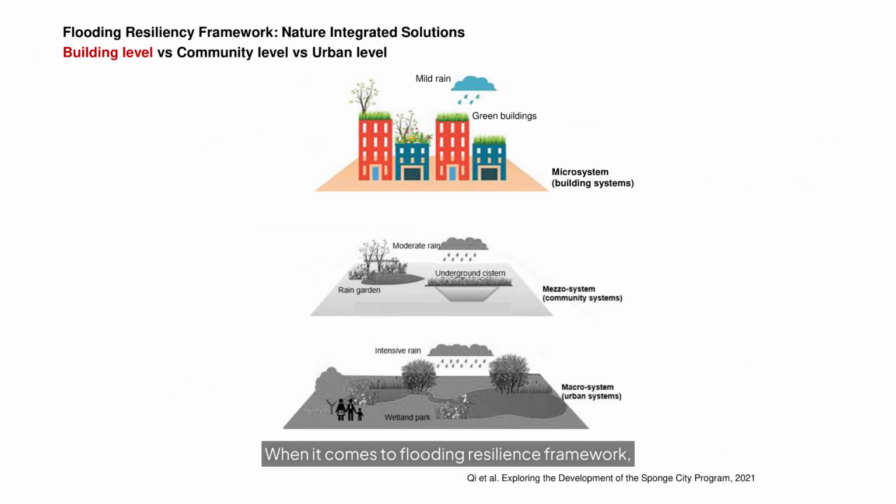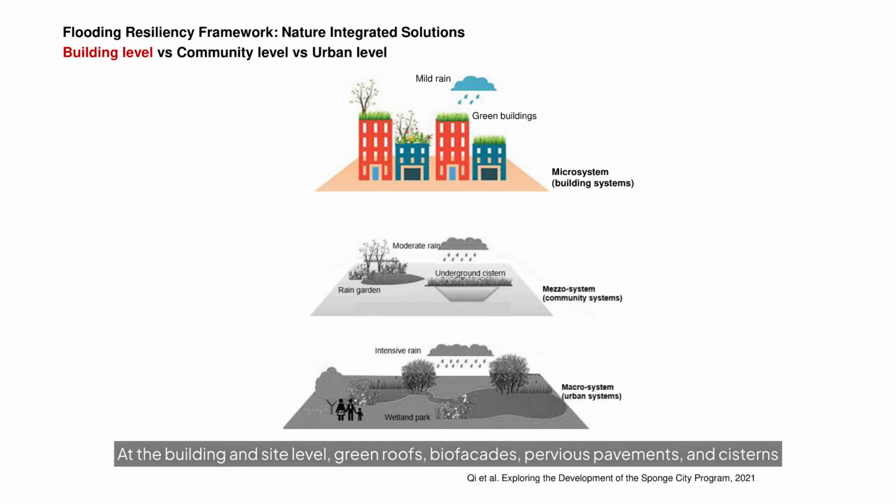When it comes to the flooding resilience framework, we need to think about scale and flood intensity. For moderate rain, solutions at the building and site level are often enough. At the building and site level, green roofs, biofacades, pervious pavements, and cisterns absorb stormwater, delay runoff, and store some amount of rainwater for building and site use.